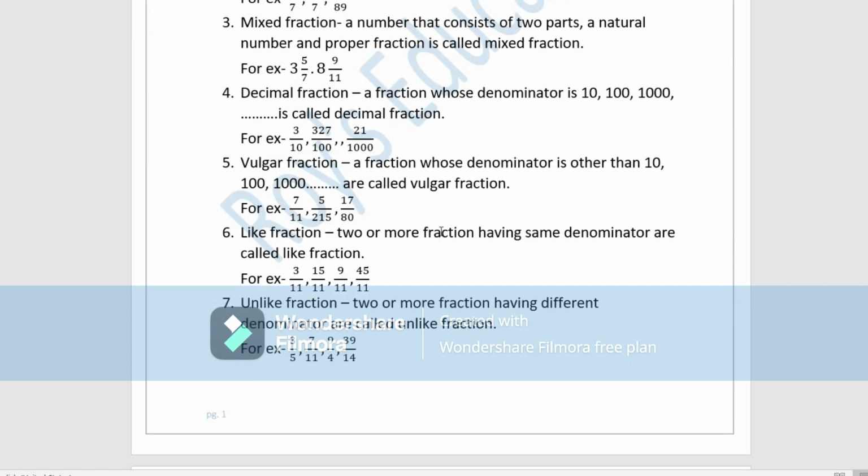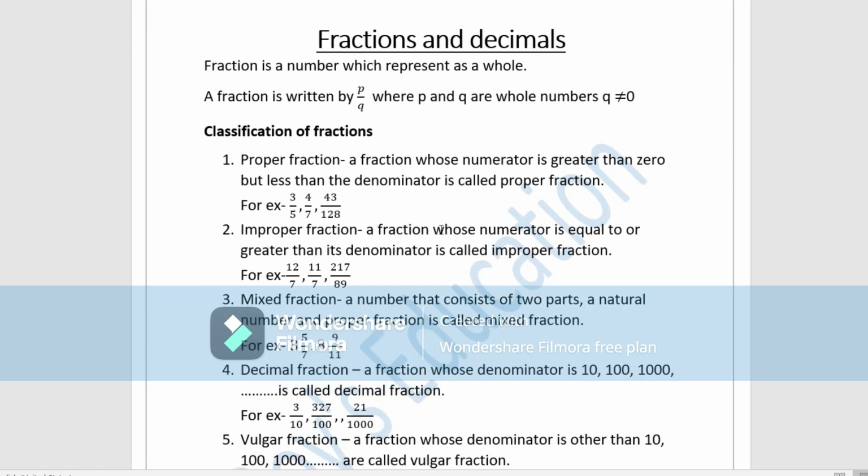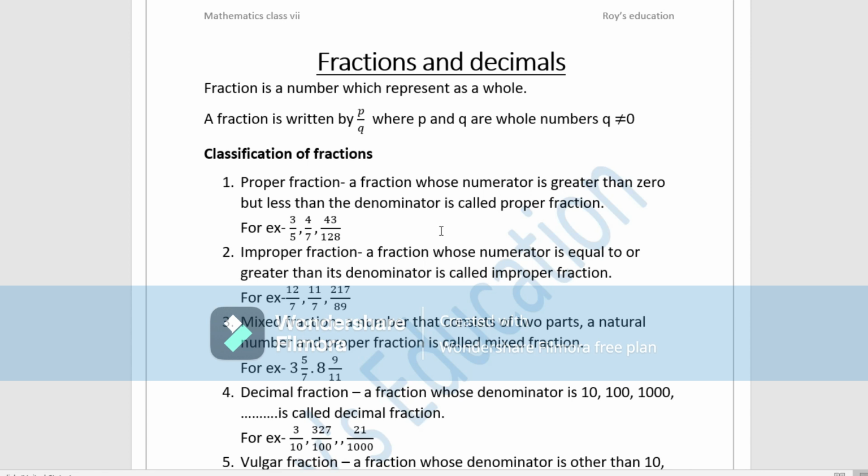Okay, so these are the classifications of different types of fractions which we have discussed in this video. In the next video, we are starting with the various types of problems of fractions and decimals.